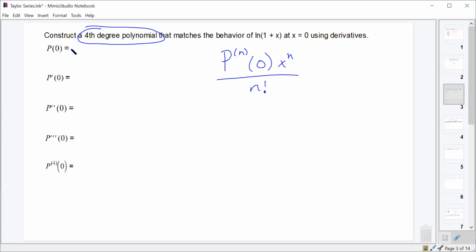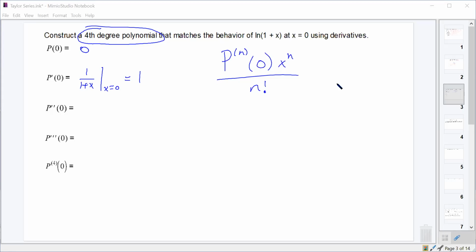And so what is the value of our function at 0? Should be 0, exactly. What's the value of the derivative of this at 0? Well, the derivative is 1 over 1 plus x. And if we were to evaluate that at 0, what do we get? Should just get 1, right? Good. And what about the second derivative?